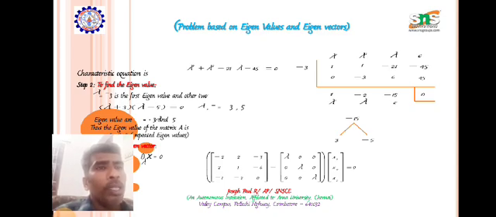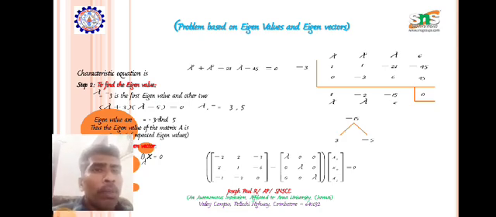When we solve the characteristic equation by the synthetic method, the roots, that is the eigenvalues, are minus 3, minus 3, 5. So two eigenvalues are repeated and one is a different eigenvalue. Minus 3 is repeated twice and 5 is the different eigenvalue. So the roots of the characteristic equation are minus 3, minus 3, 5.